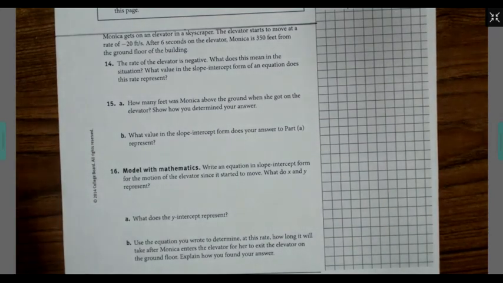All right, the last section covers questions 14 to 16. So let's take a look. It says Monica gets on an elevator in a skyscraper. The elevator starts to move at a rate of negative 20 feet per second. After 6 seconds on the elevator, Monica is 350 feet from the ground floor of the building.